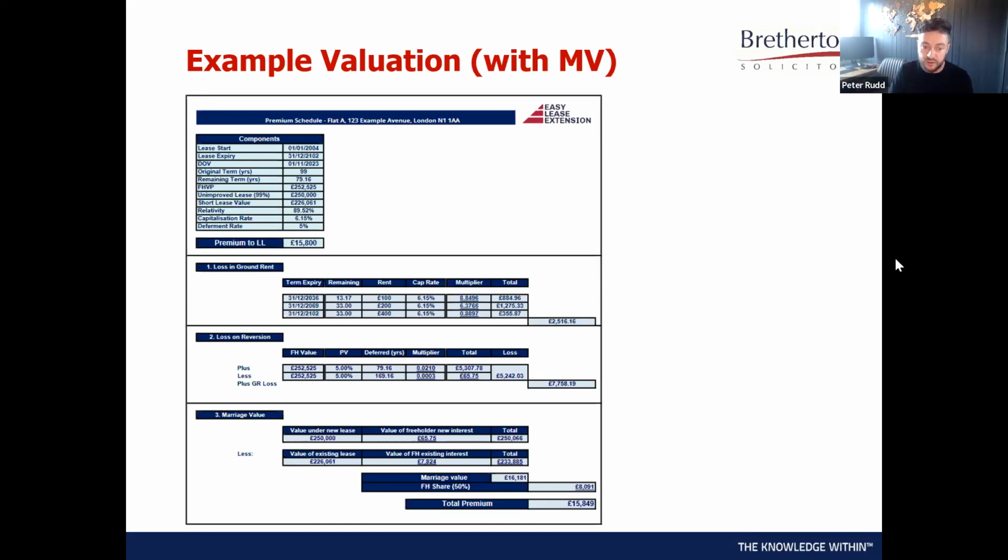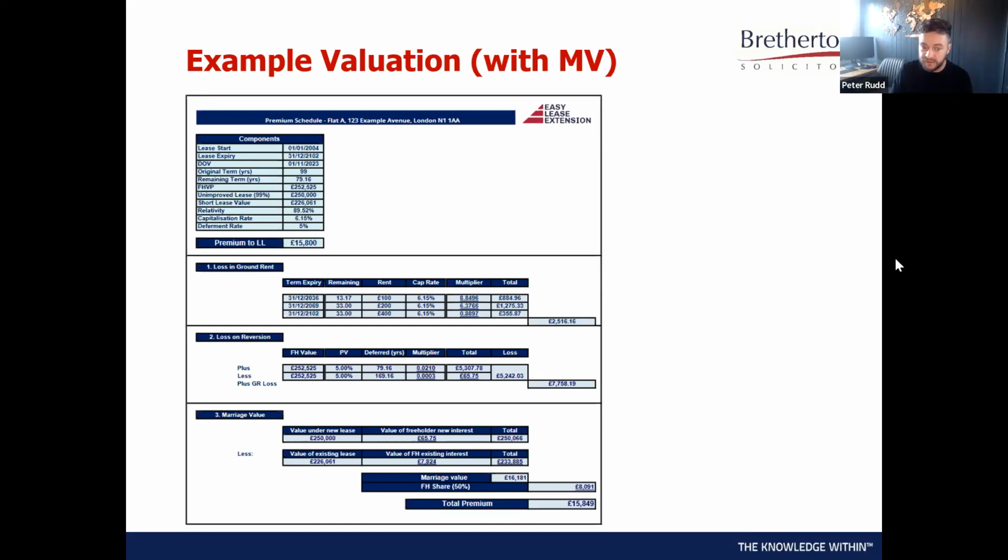Now, this calculation, we have to consider the value under the new lease. So when the lease is extended and the term is taken above 80 years, the property is going to go back to its full potential value of, say, £250,000. So the value under the new lease is £250,000. We also need to look at the value of the freeholder's new interest.